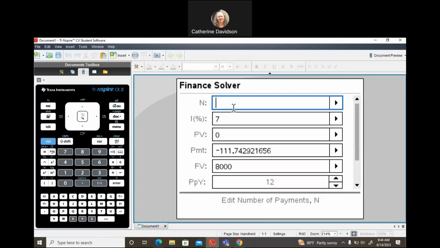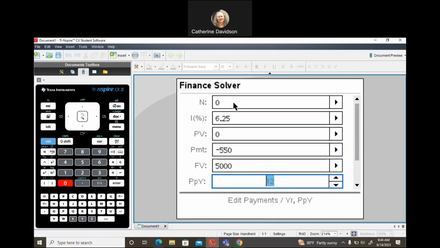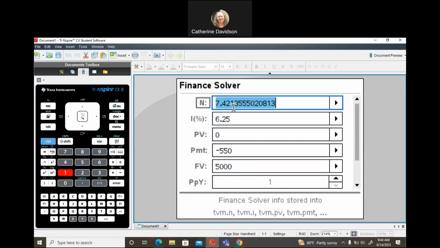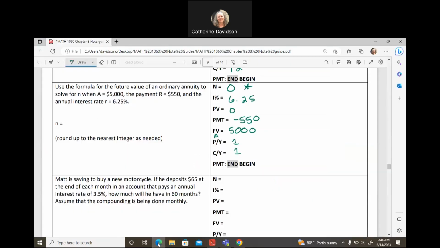This one we're solving for. We assumed 1, so arrow to the left if it's not highlighted. We're solving for n, so I'm going to keep arrowing up and hit enter. 7.42. It says round up to the nearest integer, so you have to round up. That's going to round up to 8. The rule of rounding would say round that to 7, but it says round up.